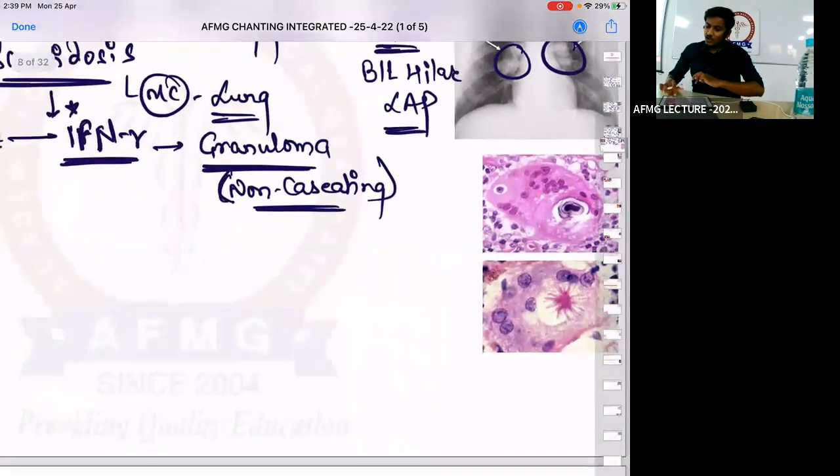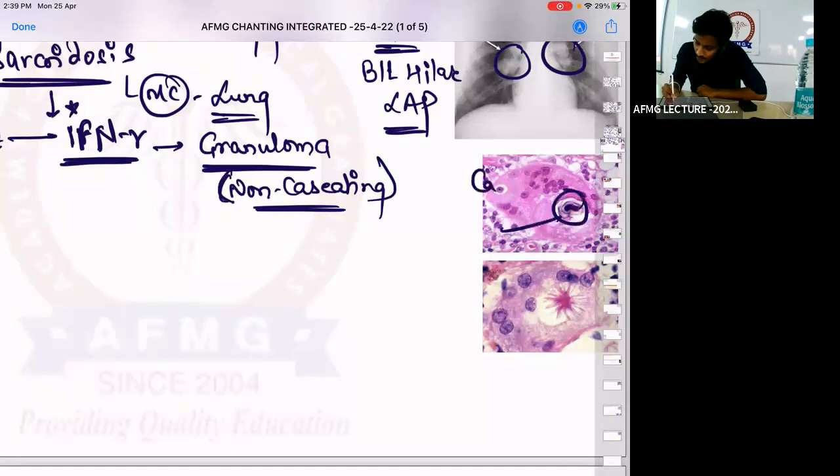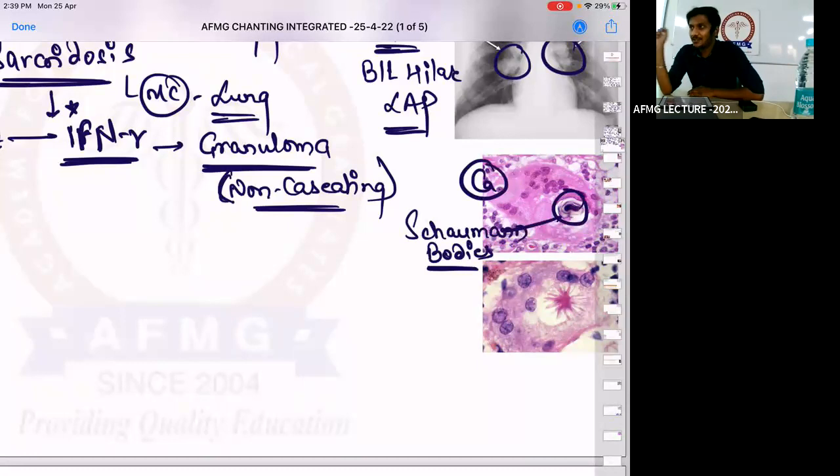If I talk about the granuloma, I hope all of you are quite aware. In a granuloma, usually there are multiple macrophages, there are some giant cells, and there is lymphocytic infiltration around that. So this is what is called a granuloma. But in the macrophages, we can see these basophilic intracytoplasmic bodies. And these basophilic intracytoplasmic calcified bodies are called Schaumann bodies.